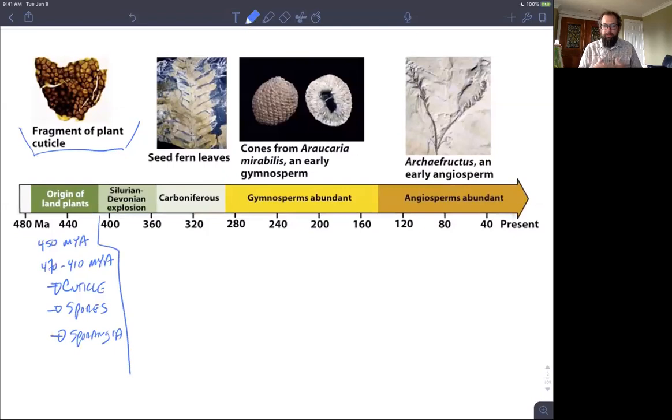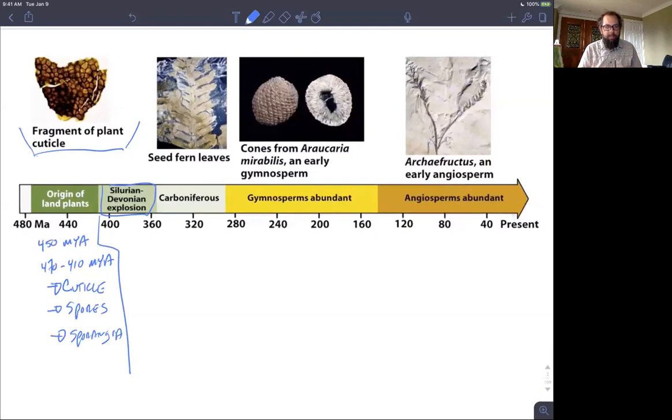The next major part of the timeline of land plant evolution is something that we call the Silurian-Devonian explosion. I know that all of you have likely heard of the Cambrian explosion. The Cambrian explosion is about 500 million years ago, and this is where many of the major body plans of animals arose in the fossil record. This is touted as one of these major events in animal evolution, and it's talked about in most textbooks with a lot of emphasis on its importance.